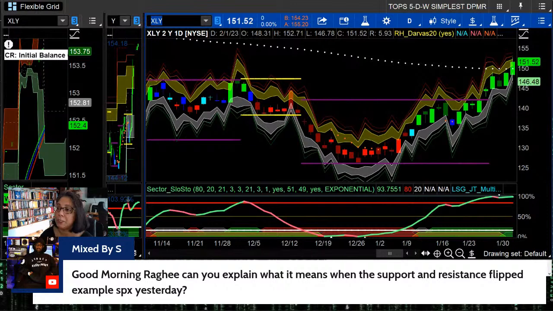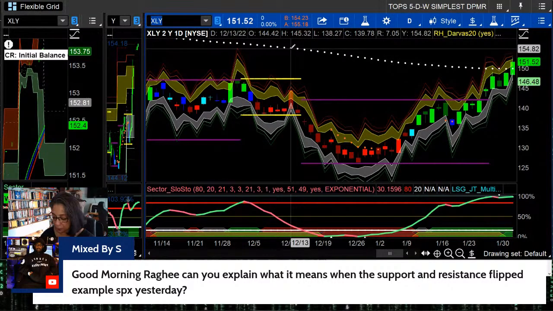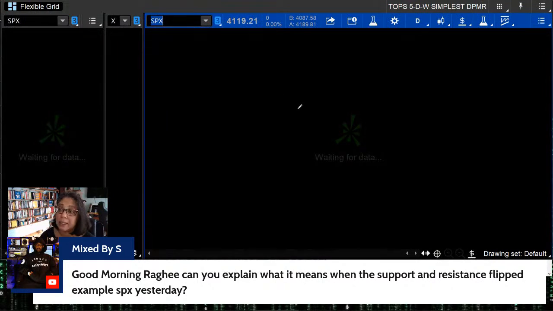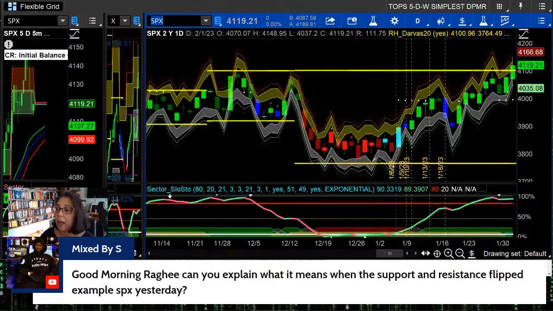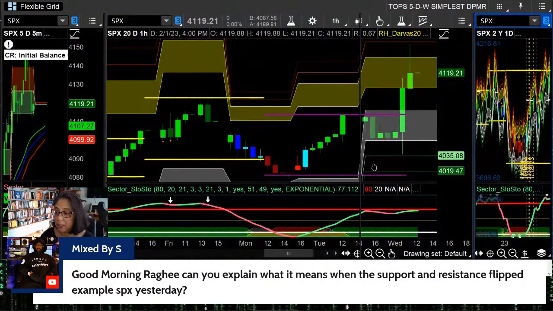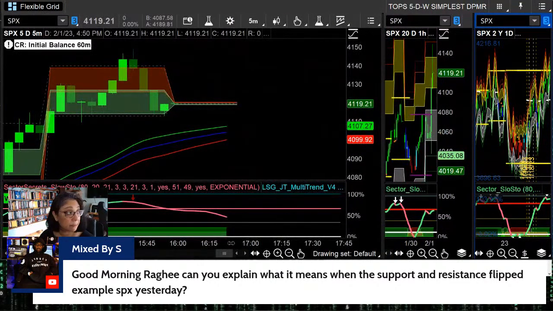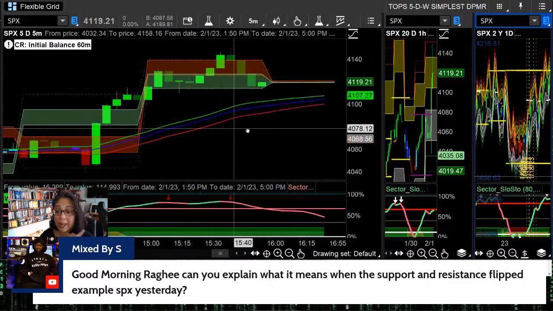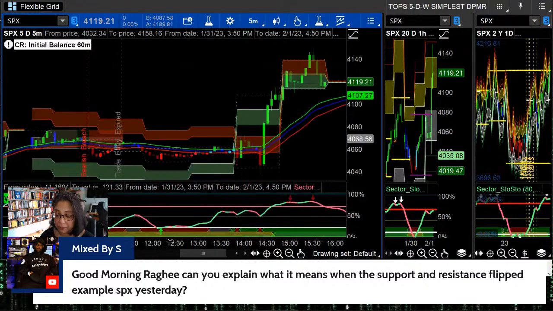All right, next up, Mixed by S. Good morning. Can you explain what it means when the support and resistance flipped, for example, on the SPX? On the HPMR, when it flipped. Yes, Mixed. It means a lot. Let's talk about that for a moment. If we're talking hourly price movement range, a tool that we've had now, it's a premium tool since last June. We're adding to that the big brother, the daily price movement range.